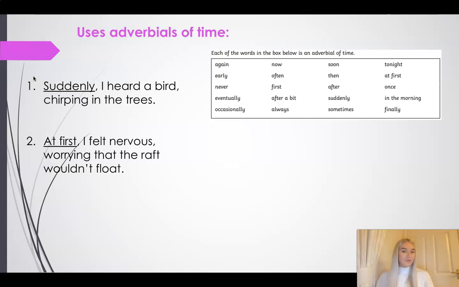Can you see some more features I've included in this sentence? That's right, I've used my personal emotions. I felt nervous. I've also used my contraction here. Wouldn't float rather than would not float. Fantastic. So you can also see here that I've also used my comma after my adverbial of time.